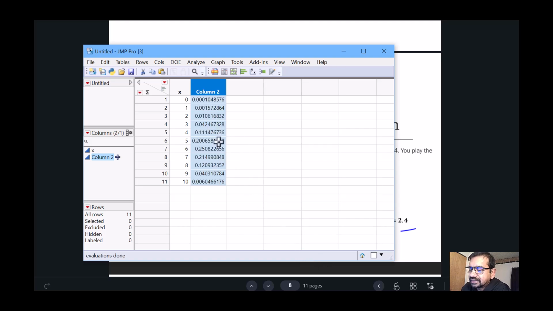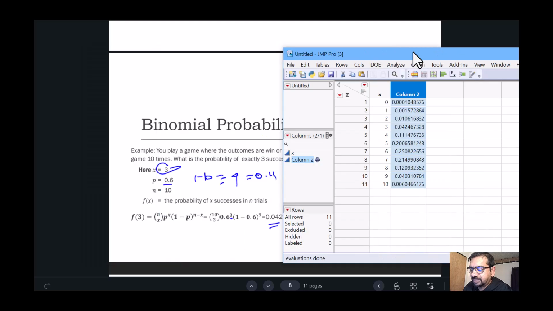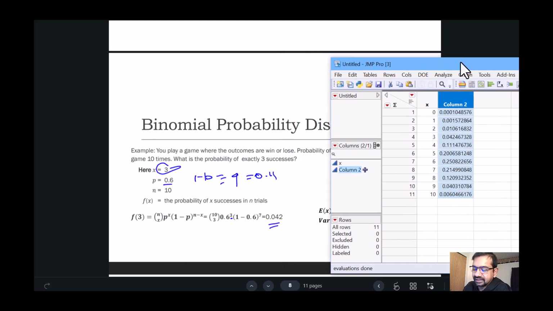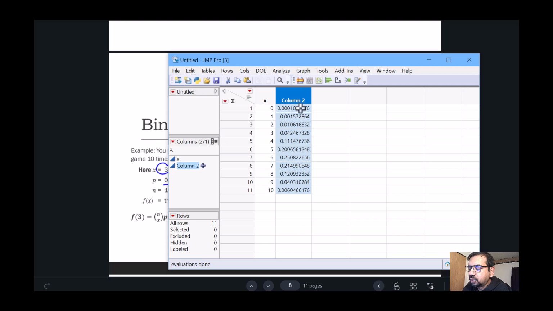And here we get the probabilities directly. We get the probabilities of all of these options. Again, we had calculated the probability of getting 3 successes of 0.042, which is what it is here. But then we get the probability of trials from 1 all the way to 10.